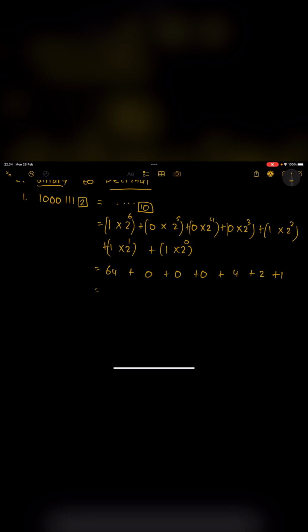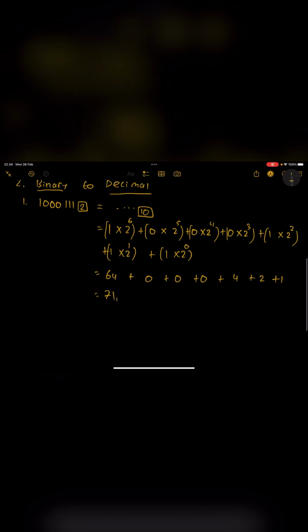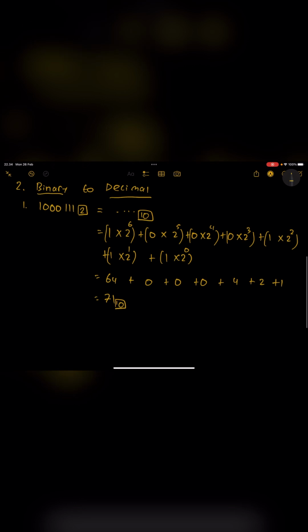And then we will get 71 with the basis of 10, because we convert from binary to decimal, then we get the decimal, which is 71 with the basis of 10.